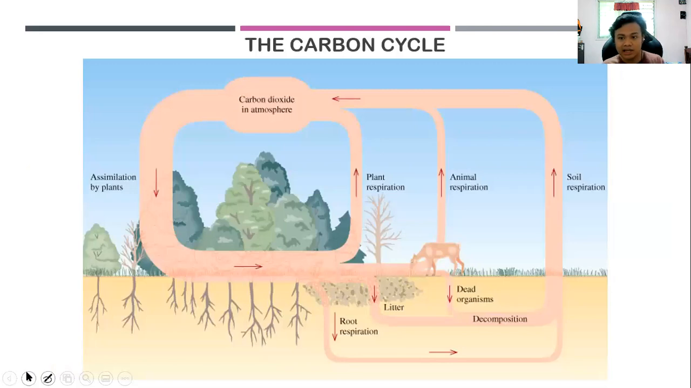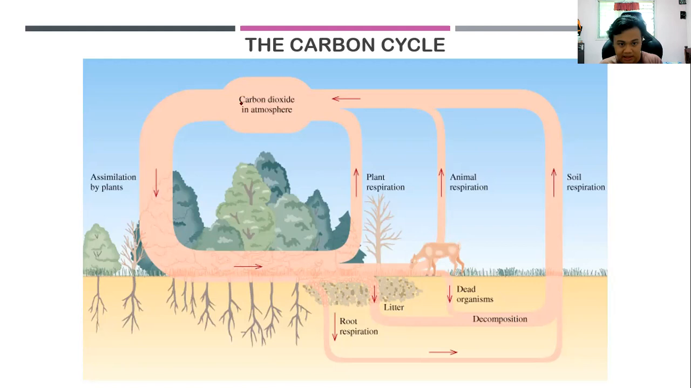So the carbon cycle is next. Actually, di ba, we breathe in oxygen and then we breathe out carbon dioxide. So the starting point is the atmosphere. The carbon dioxide in the atmosphere is being used by plants to make food, di ba? Through photosynthesis, and then they also give off CO2. And also the animals, when we respire, we give off CO2, and the soil too.